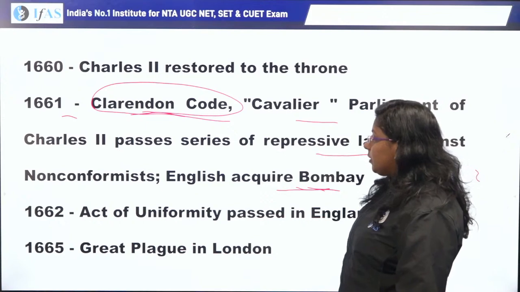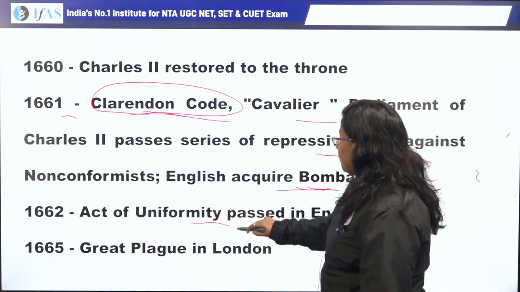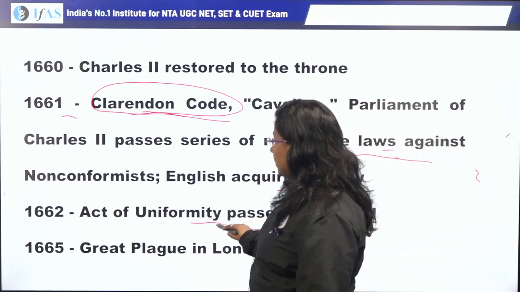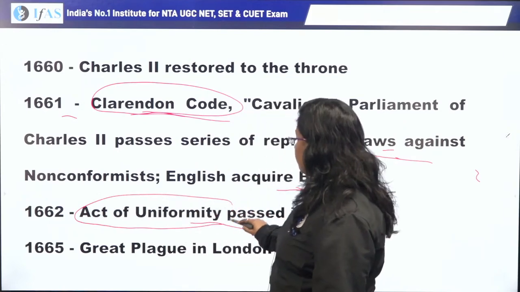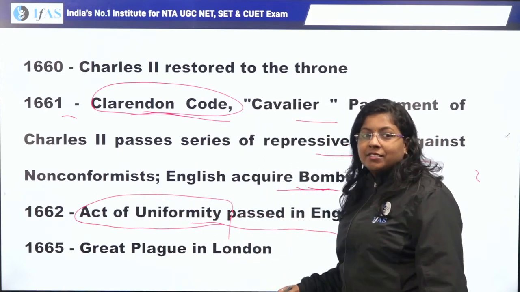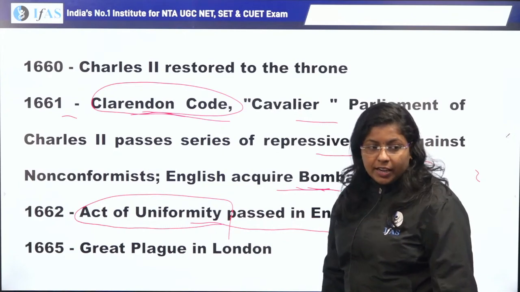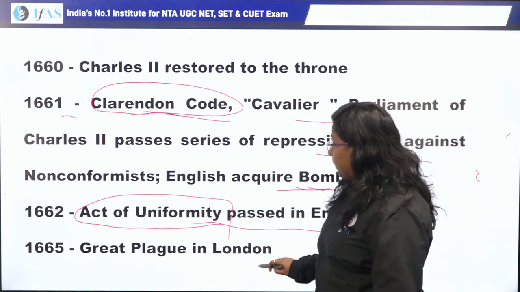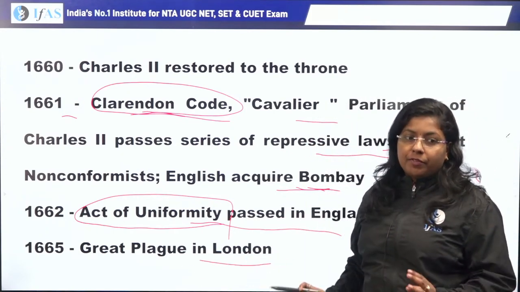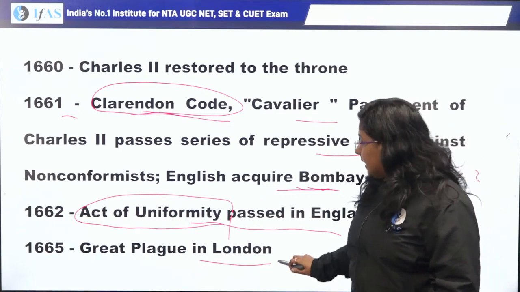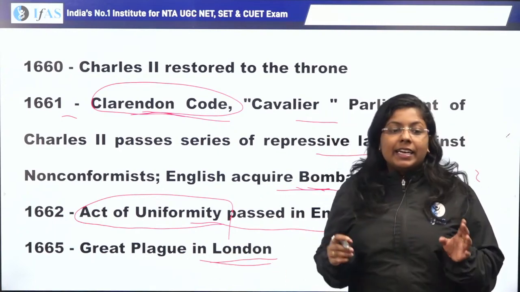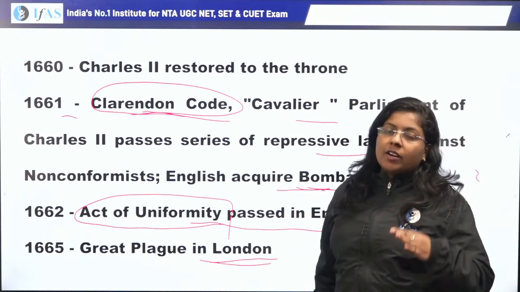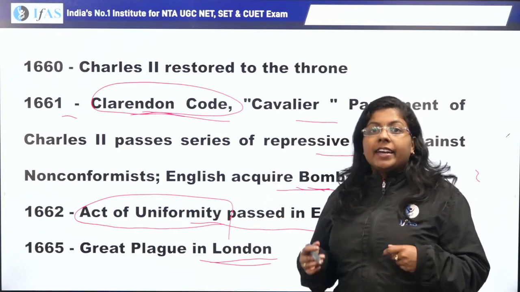In 1662, the Act of Uniformity was passed in England. Then in 1665, the Great Plague happened, a very important point. The Great Plague of London happened in 1665, and we also saw the Great Fire of London.